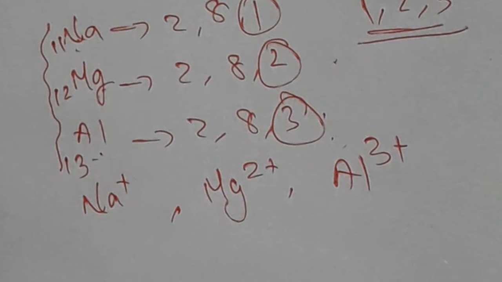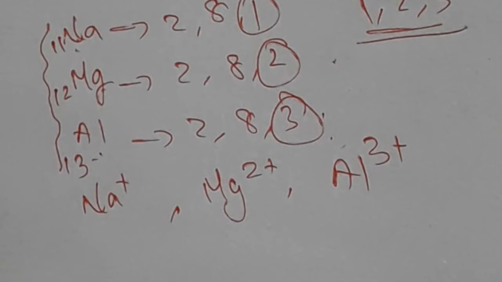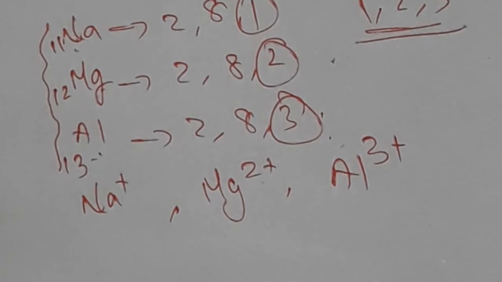Why do metals lose electrons? Because atoms with 1, 2 or 3 electrons in the outer shell lose electrons to get stability. Why do atoms lose or gain electrons? To get a complete outer shell, or to get stability. To get stability, atoms lose or gain electrons.